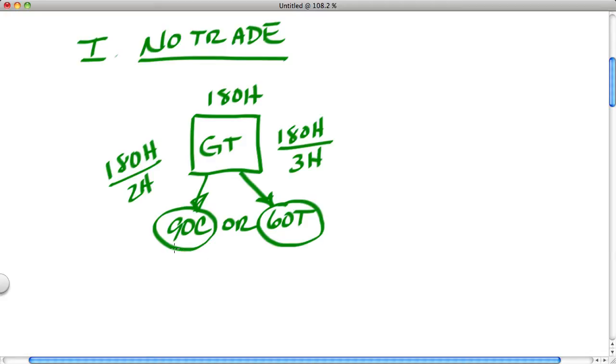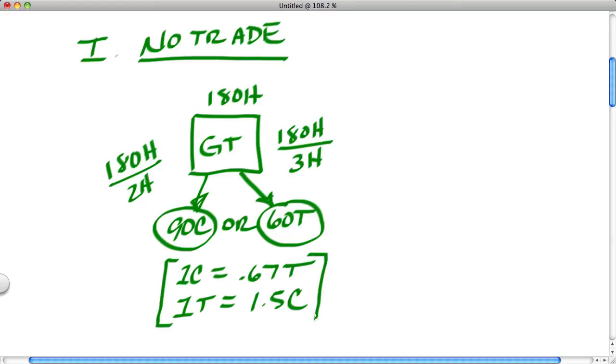If we look at the relationship between 90C and 60T, we see that 1C equals 0.67 T. This should look familiar because this is the opportunity cost calculation. Remember, 0.67 T is Greenthumb's opportunity cost when she produces C. And if we turn it around and solve for T, 1T equals 1.5 corn. These numbers were developed in the second segment of our series, when we were developing the idea of comparative advantage.